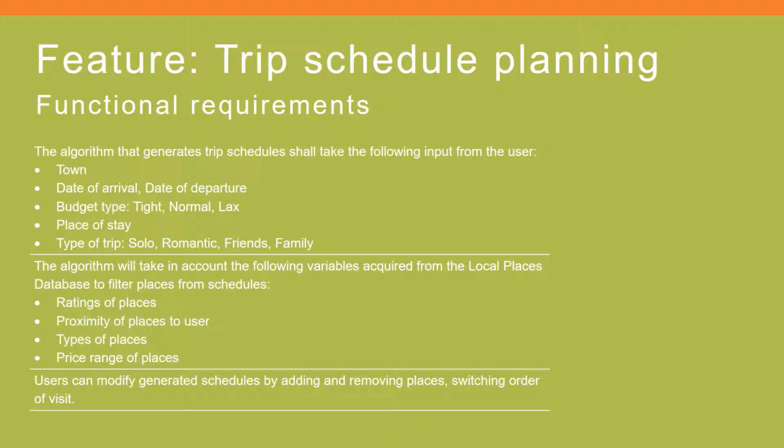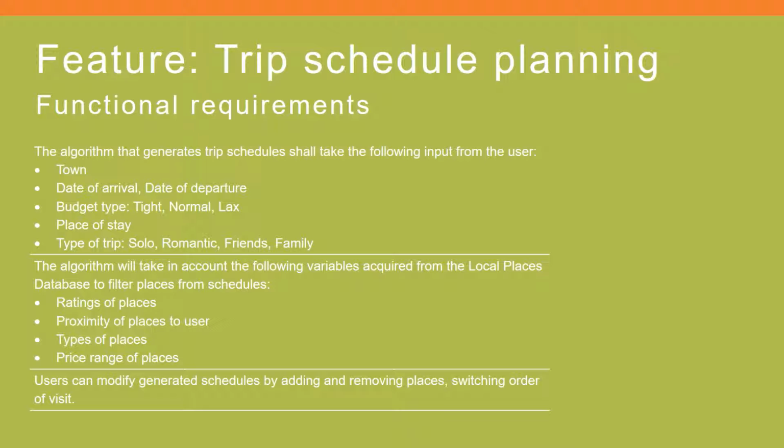2. The algorithm will take into account the following input that is taken from the application's local places database to filter certain places from the schedule generation. The ratings of the places, the proximity of these places to the user, the type of places, and the price range of them.